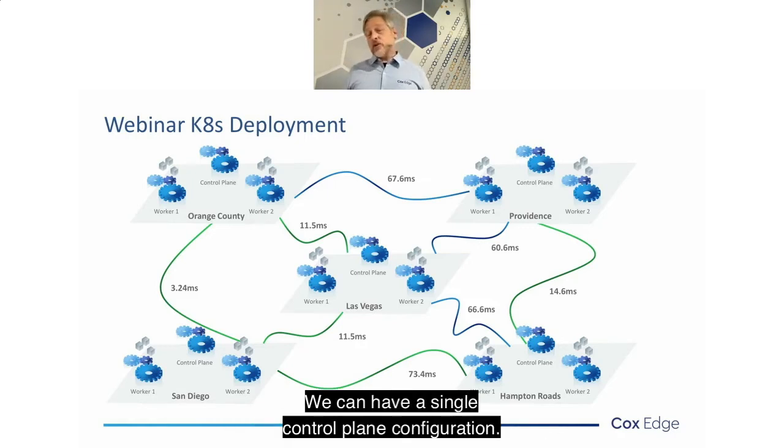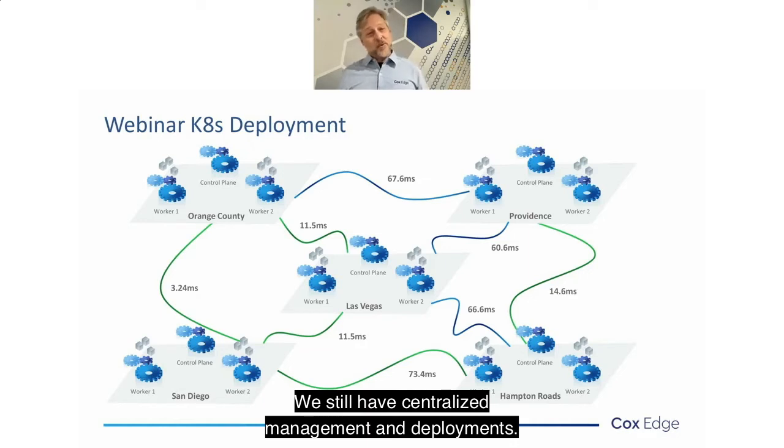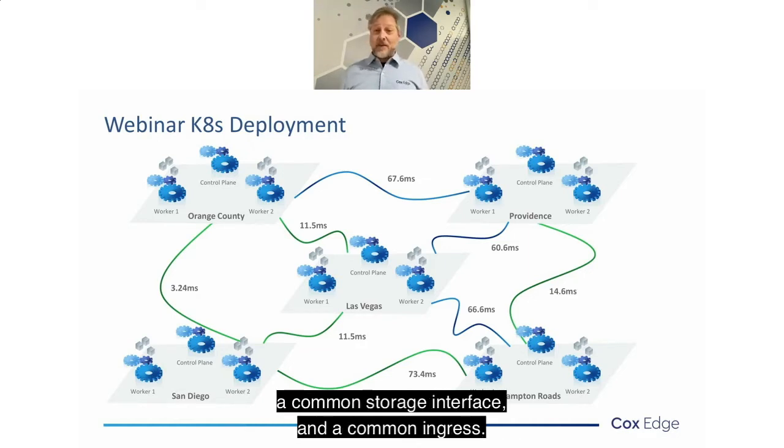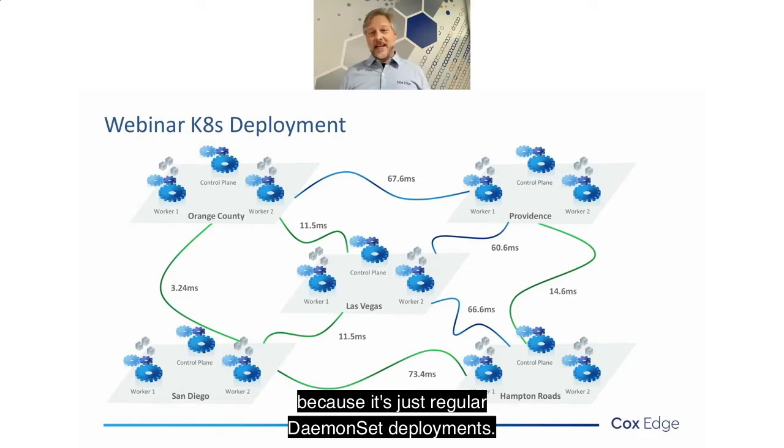We can have a single control plane configuration. We still have easier deployments and easier management, and we still have high availability and resiliency. We don't have to worry about cluster drift or service drift. We still have centralized management and deployments. And we get to use a common container network interface, a common storage interface, and a common ingress. And we know our nodes are all in sync because it's just regular daemon set deployments.